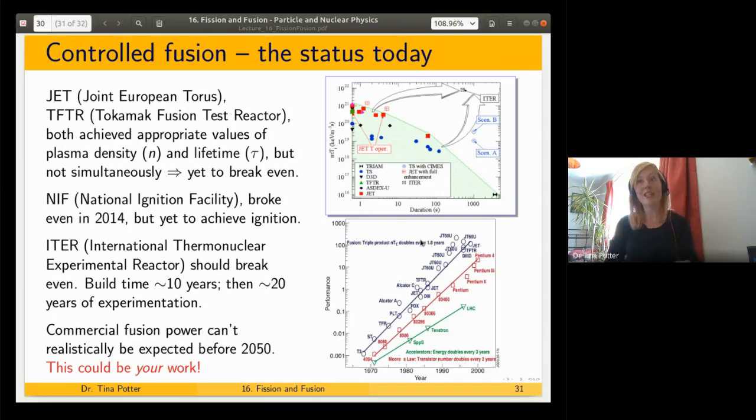So if you want to get into something that can really change the world for some wonderful clean energy generation, it could be fusion. This could be your work, either understanding nuclear processes from a theoretical side, or by building and designing these experiments to achieve a breaking even fusion process in the lab.